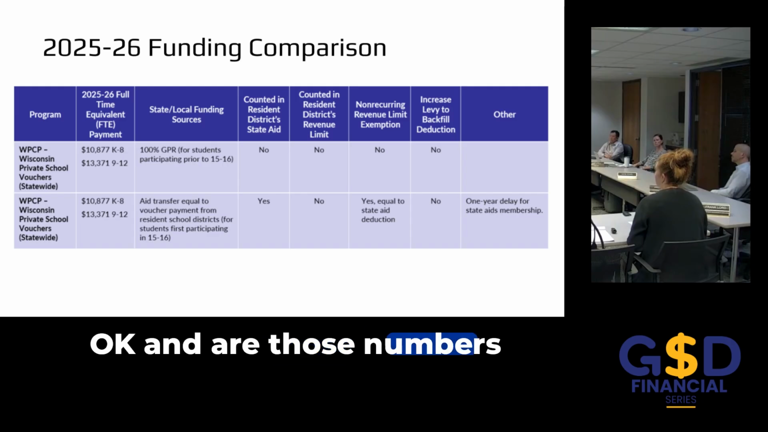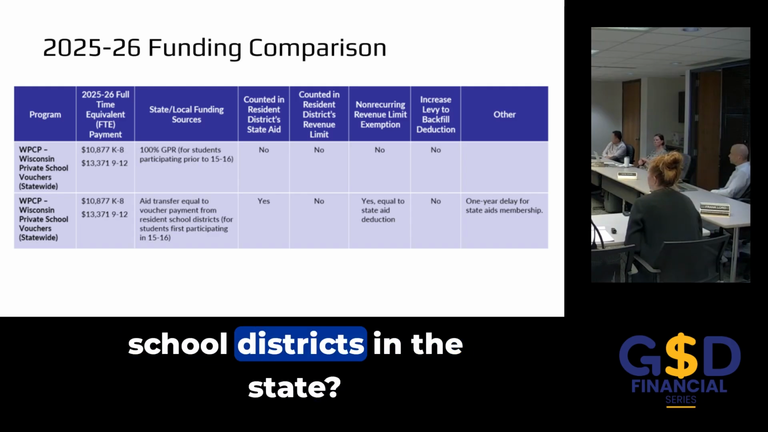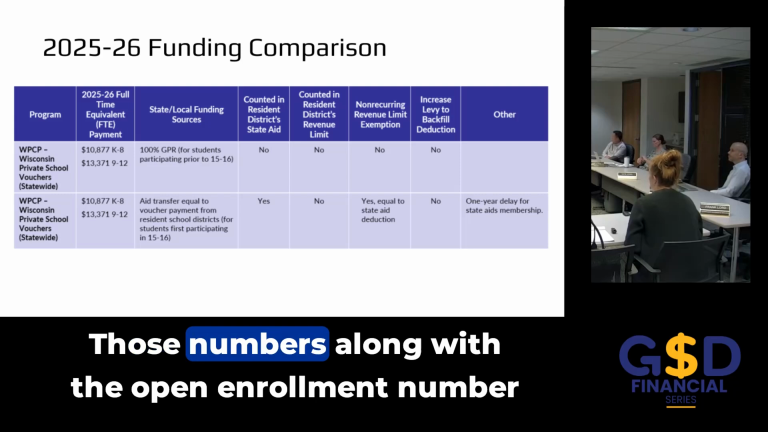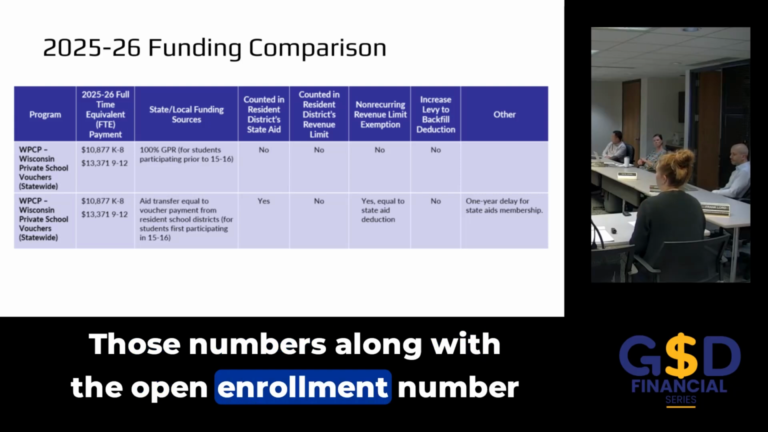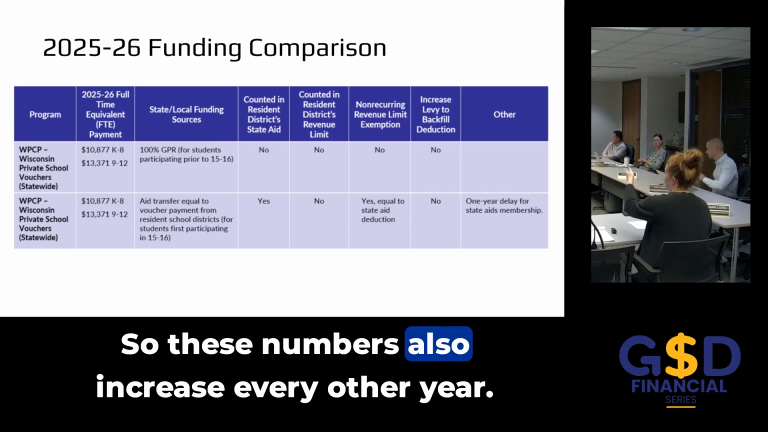Okay, and are those numbers on the left there, are those the numbers used for all school districts in the state? Yes, yep. Those numbers, along with the open enrollment number, are set during the state biennial budget. So these numbers also increase every other year.